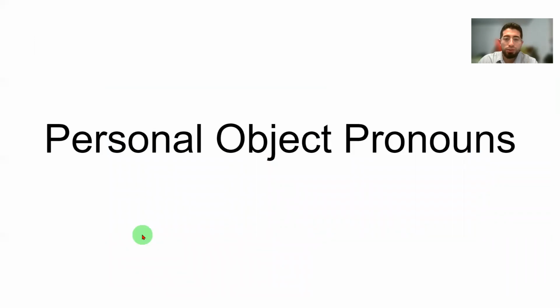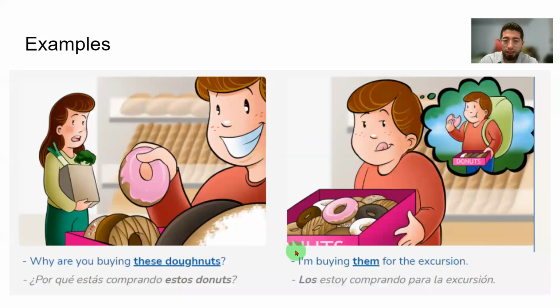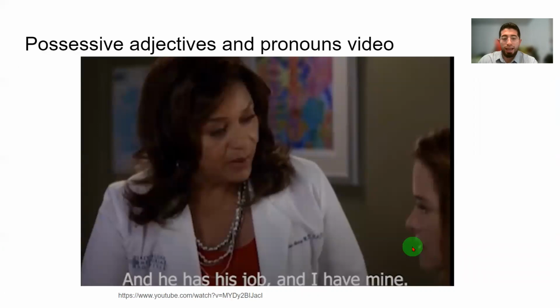Finalmente tenemos los personal object pronouns, right? Y recuerden, chicos, que they receive the action, ellos reciben la acción, and they avoid repetition, y evitan la repetición. Entonces, again, vamos a leer el último ejemplo. She talks to him. Sorry, ella habla con él. And the girl wants the toy and the boy wants it too, right? Entonces, la niña quiere el juguete y el niño también lo quiere. Okay? Perfect. Excellent, my friends.